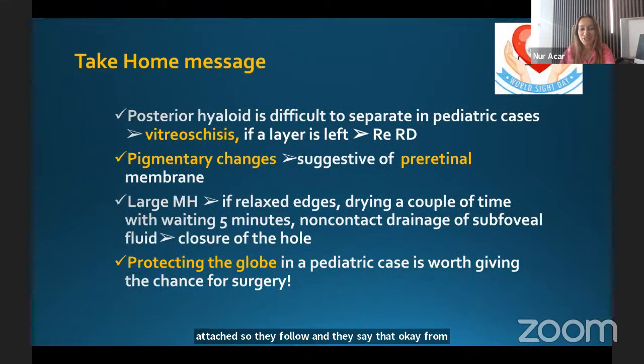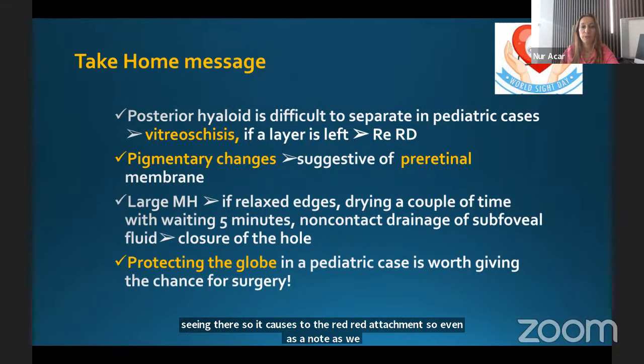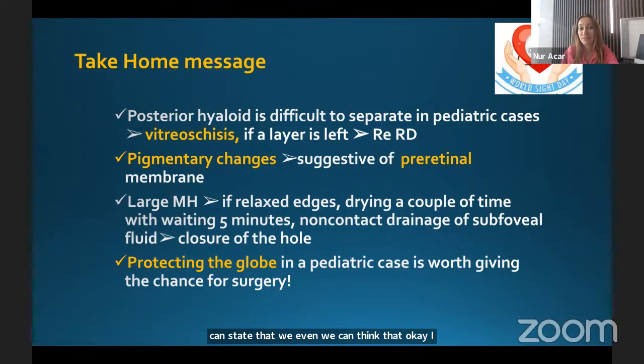So, take home message. As we all know, the posterior hyaloid is really difficult to separate, especially in pediatric cases. In younger eyes, like 1 year, 2 years, it's really harder because of the vitroschisis, and some layer may be left. If a layer is staying there, it causes retinal redetachment. So even if we think that we removed the posterior hyaloid, sometimes it may not be so in pediatric eyes.